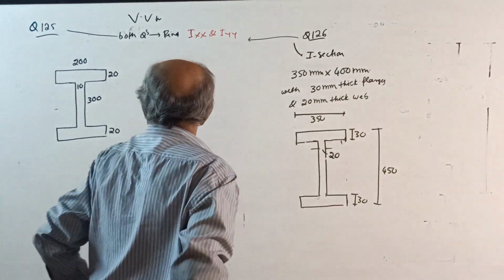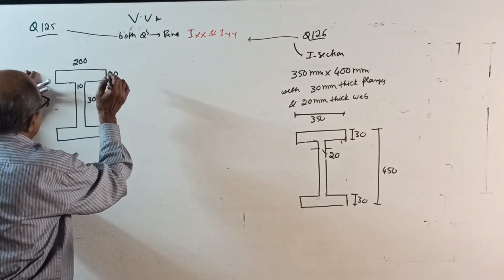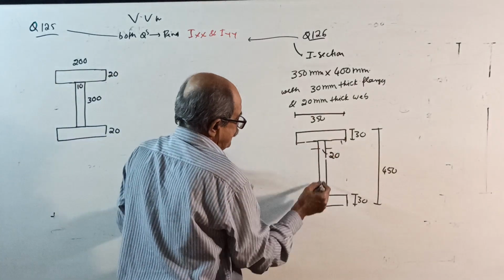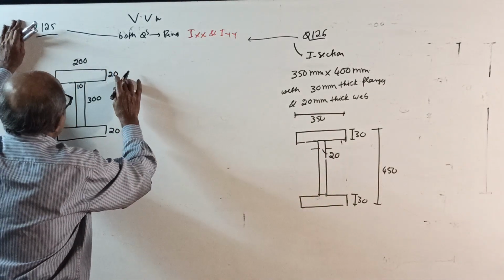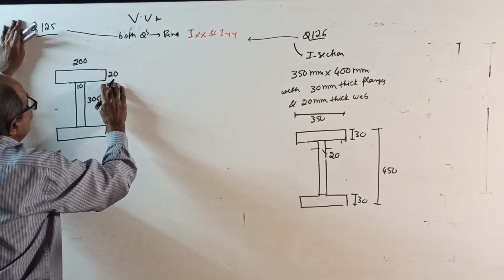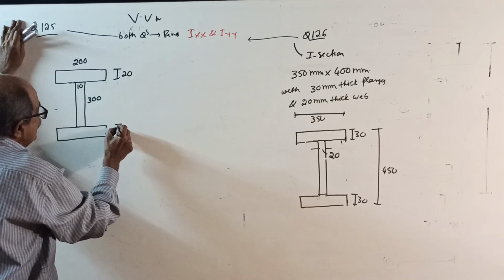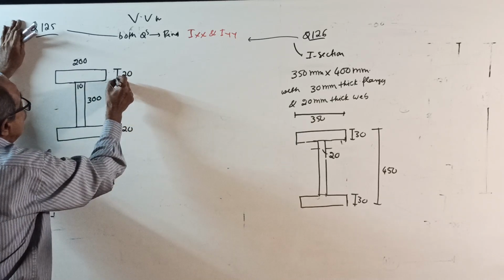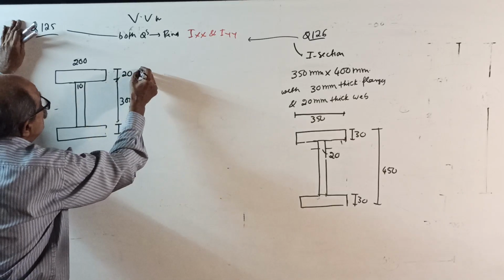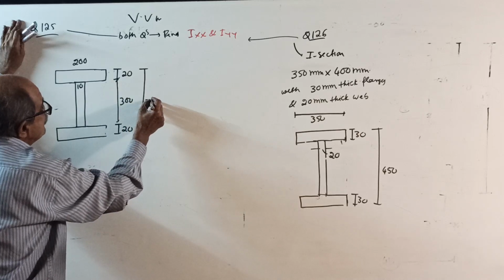Then when you start solving, divide into parts like this. Then write the dimensions. This is 20. This also 20. This is 300. Be careful, 300. This is 10. So overall depth equals 300 plus 20, which is 340.